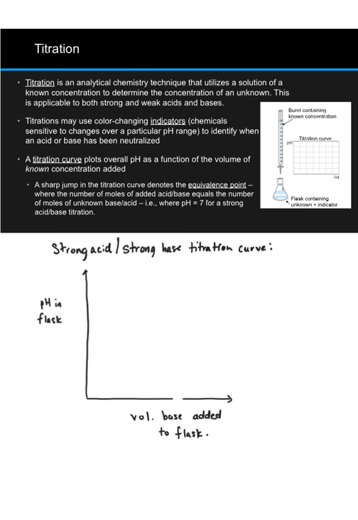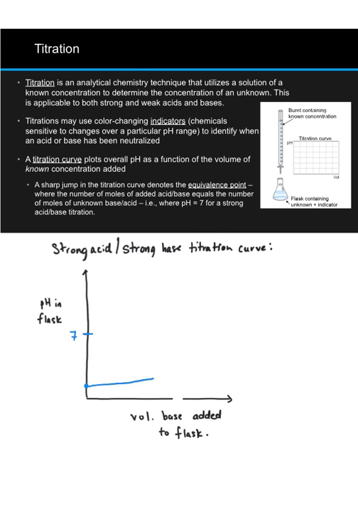Initially, before we add any base to this flask, the pH in the flask is significantly less than 7. Perhaps it's down here. As we add small quantities of base to that flask, the pH doesn't change appreciably. Remember, this acid is strong, and so there's a vast quantity of H+ in solution.